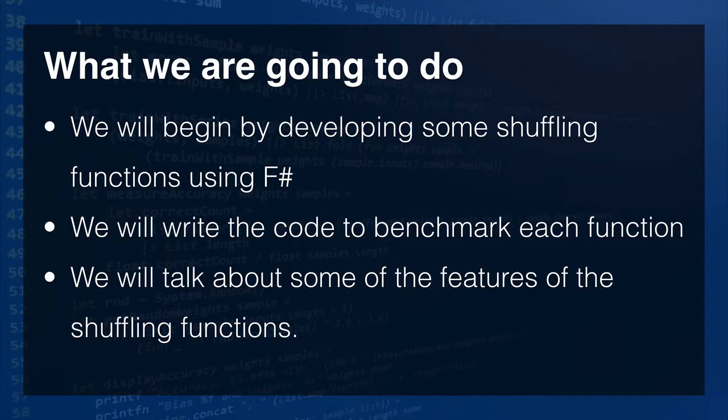So in this session, what are we going to be doing? Well, we're going to begin by developing some shuffling functions using F-Sharp. We'll write the code to benchmark each function, and then we're going to talk about some of the features that the functions have. Some of these functions are deliberately bad, and I'll point out the bad parts of the algorithms as we go along. But hopefully I'm going to do it at a speed that you can follow along and learn a lot about how to write these functions in a more efficient and effective way.